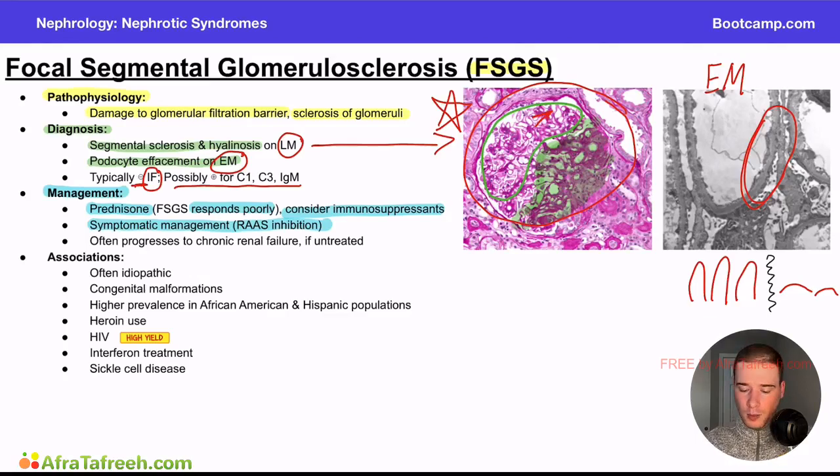And finally, it's important to note that FSGS often progresses to chronic renal failure if untreated. So what this is saying is that while there's no clear-cut definitive treatment option, we should be doing what we can. We should be offering some things to try and help the patient so we can at least limit the chance that they develop renal failure in the future.